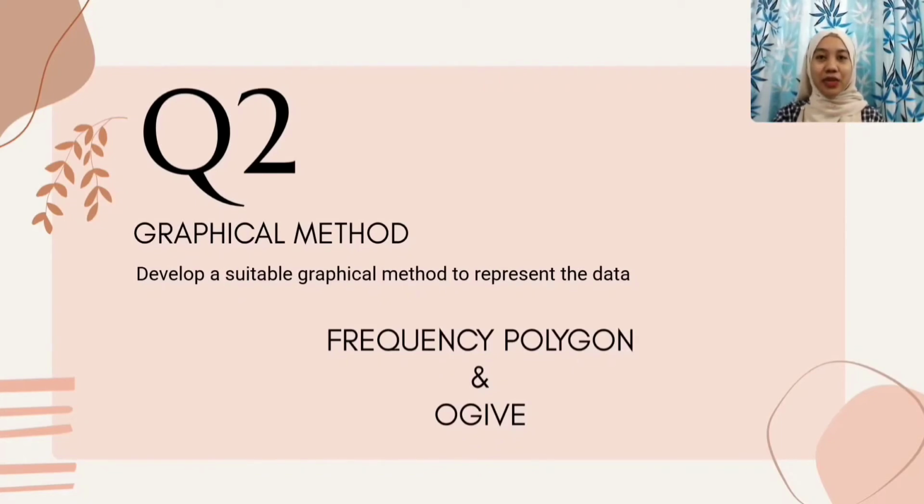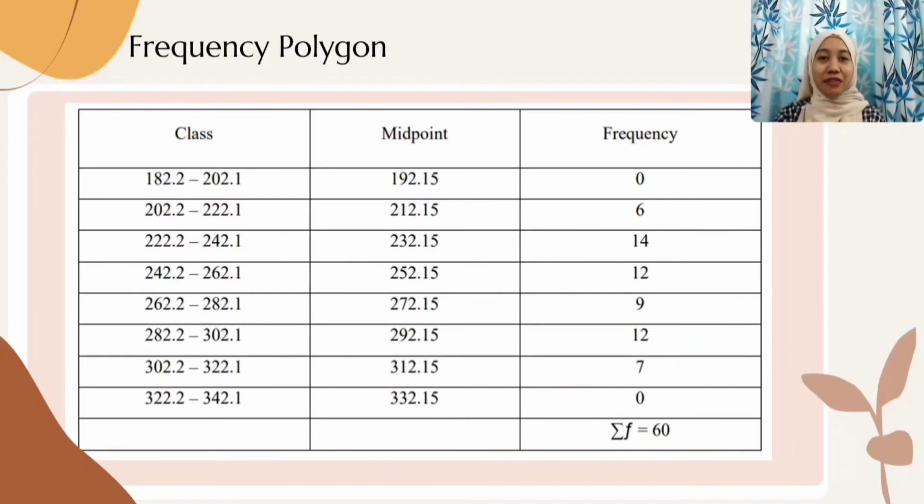I will present question number 2, which is the graphical method to represent the data, and our graphs are the frequency polygon and ogive. Before we construct the graph, we need to build a table to represent our data, and what we need in the table is class, midpoint, and frequency. Here I want to show how to get a midpoint. Midpoint is the sum of the lower class limit and upper class limit divided by 2. For example, 182.2 plus 202.1 divided by 2, and we will get the answer 192.15.